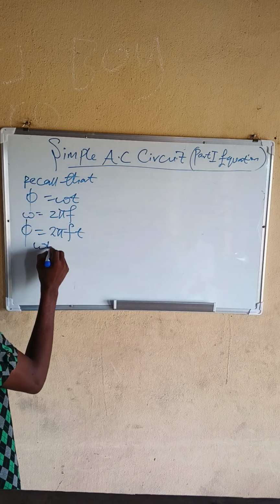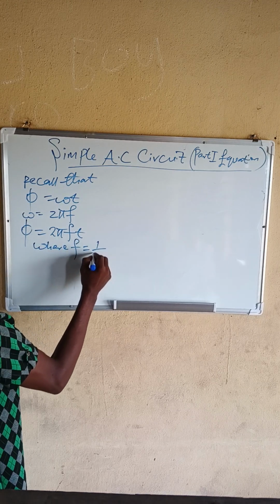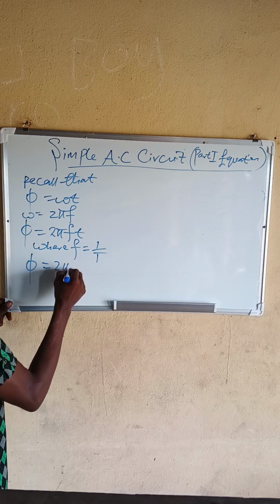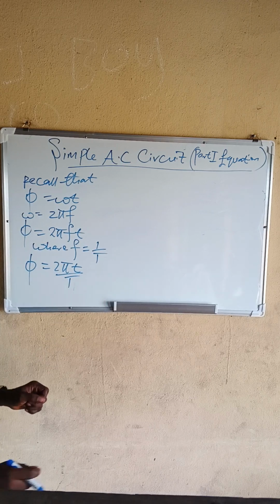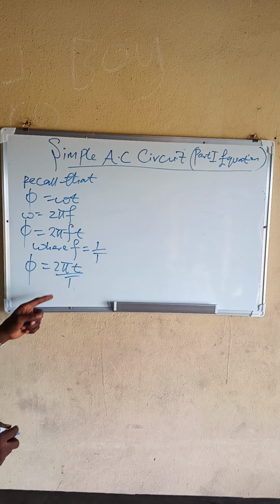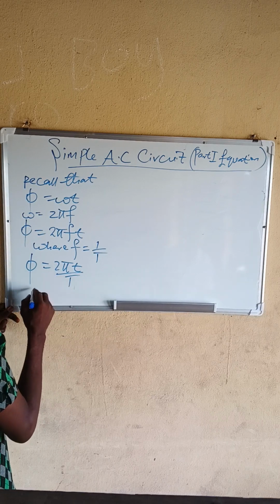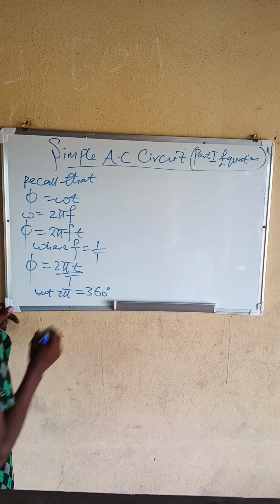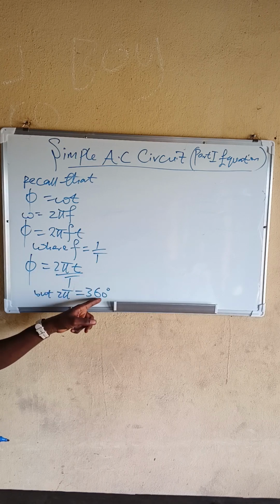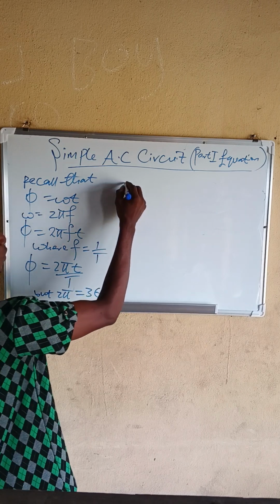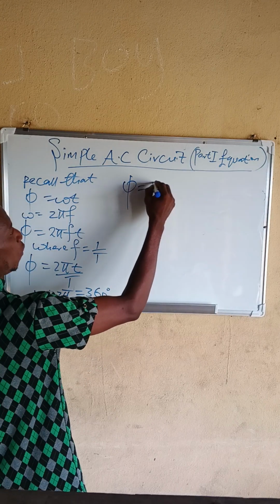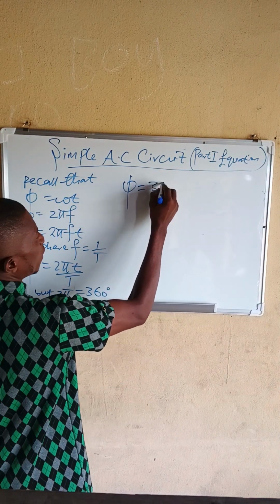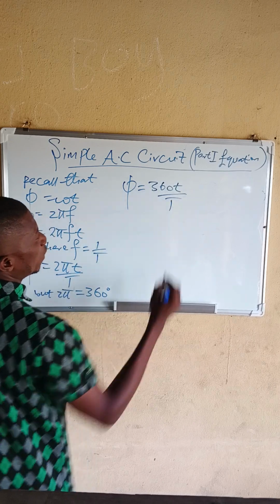So where f is given as 1 over T. Substitute this into this equation, I will have the phase angle to give me 2 pi t over T. Then notice that 2 pi is equal to 360 degrees. So wherever I see 2 pi, I will put 360 degrees. This equation becomes phi equal to 360 t over T.